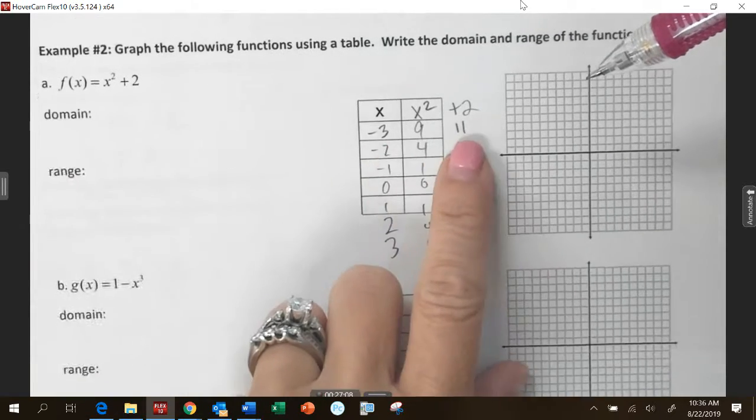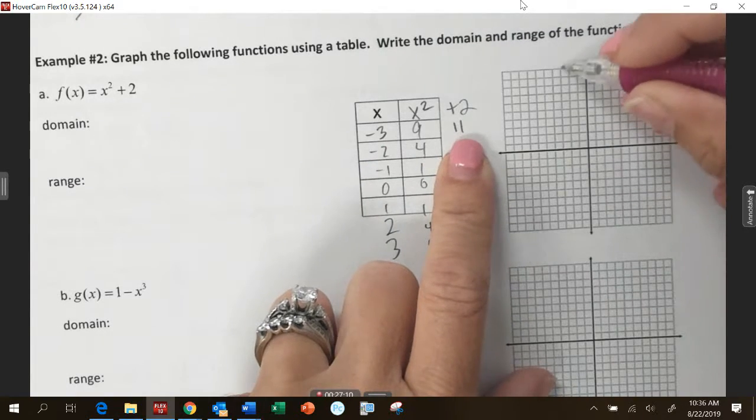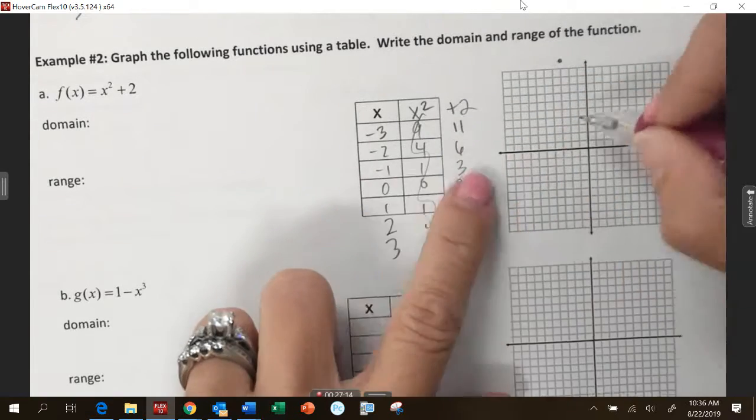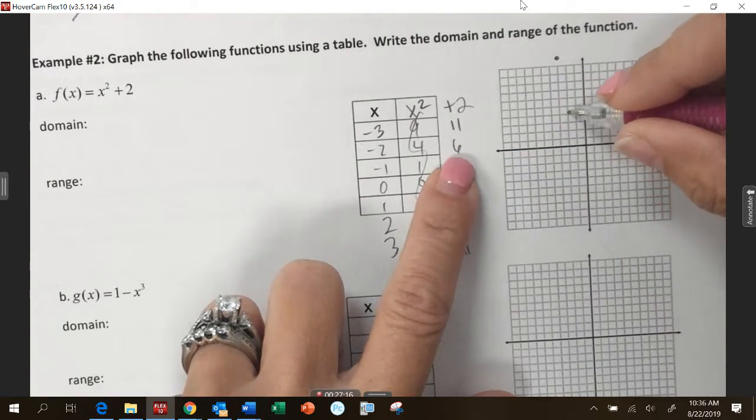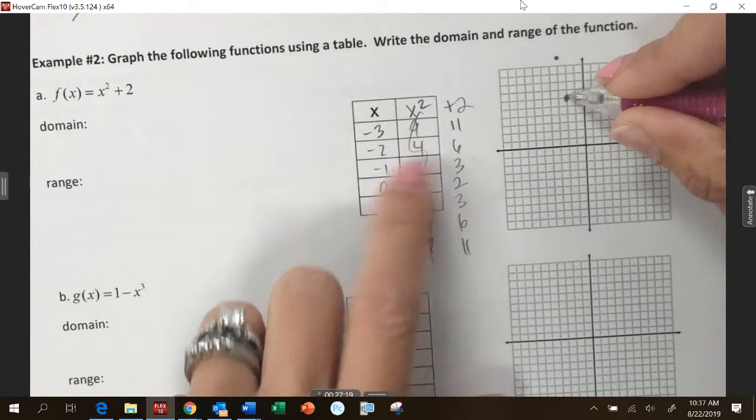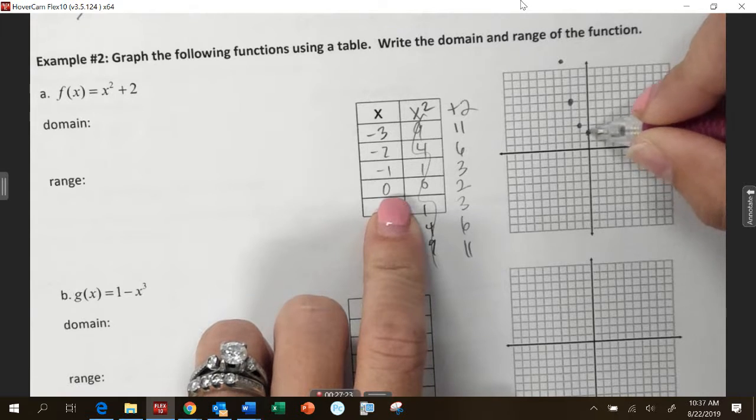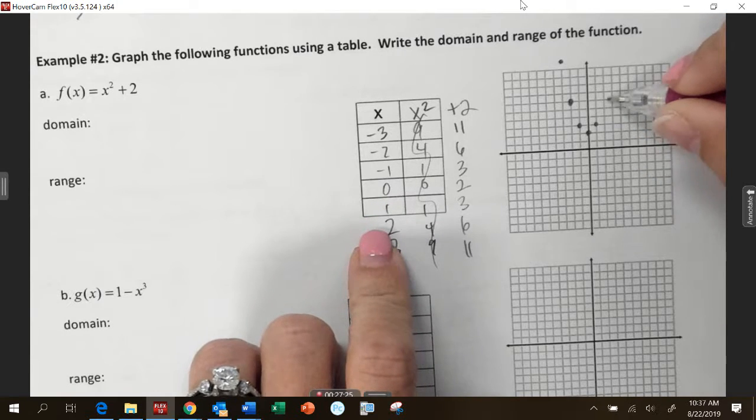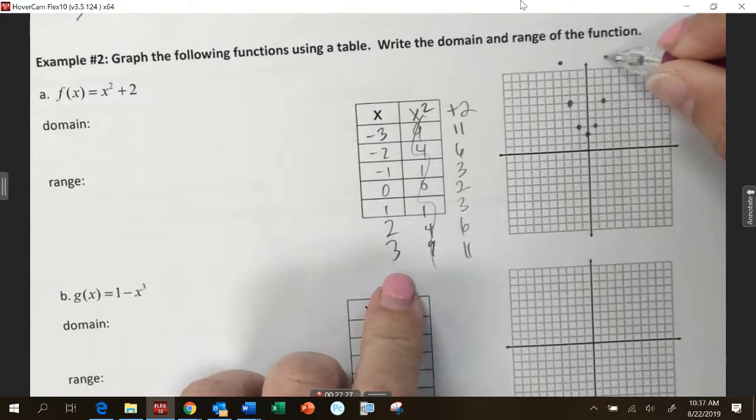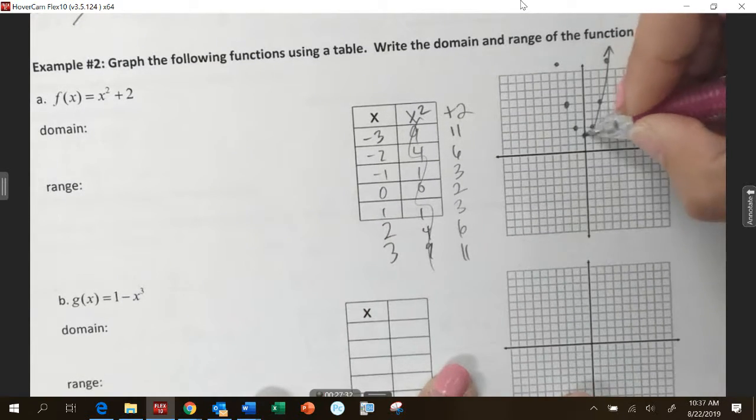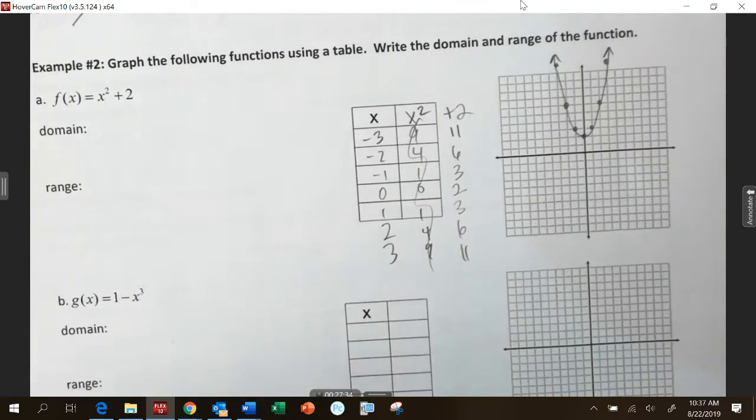would be (-3, 11), which kind of doesn't fit on the graph, almost though, close enough. (-2, 6), (-1, 3), (0, 2), (1, 3), (2, 6), (3, 11). So I took that parabola parent function and I added 2, which bumped it up 2 spots.